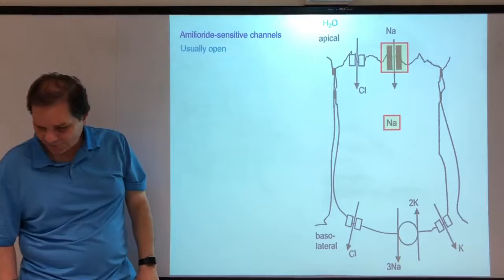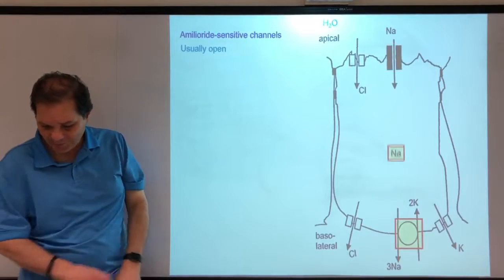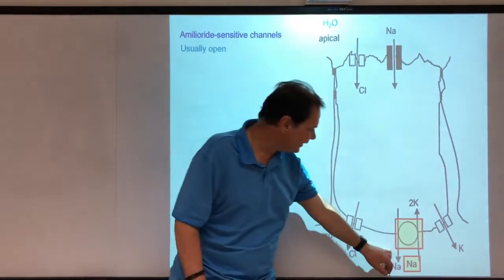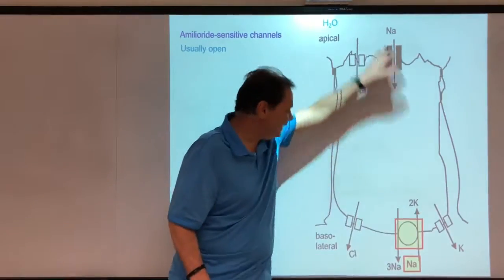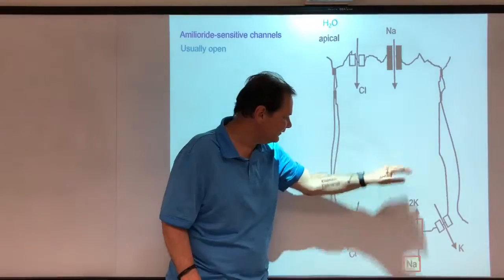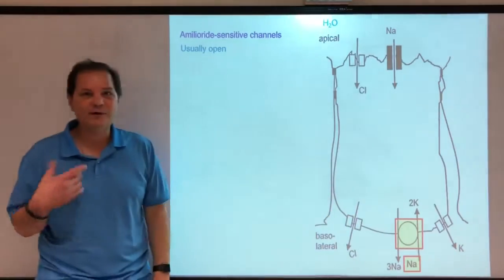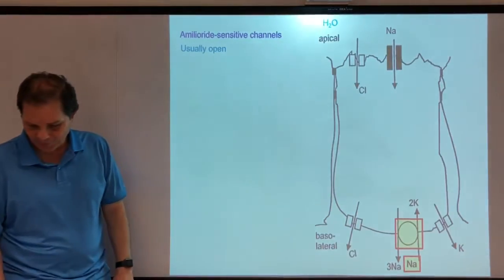Now, how does sodium get across the basolateral membrane? Easy. Through the sodium-potassium ATPase, okay? So sodium is moved from here to here, through this channel into the cell, and out through the basolateral membrane, transcellular transport, okay?